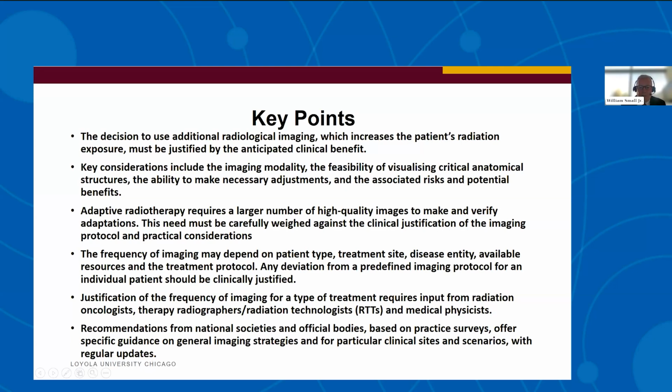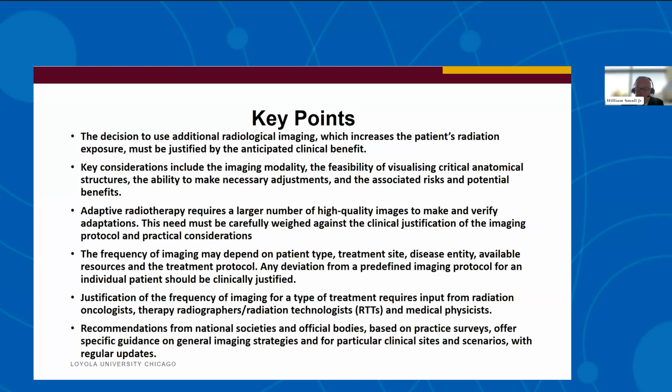It was touched on before, but adaptive radiotherapy is becoming more and more prominent, which means you may even plan multiple times during the course of the treatment. It requires a large number of high-quality images to make and verify adaptations. Again, this will need to be carefully weighed against the clinical justification of the imaging protocol and practical considerations.